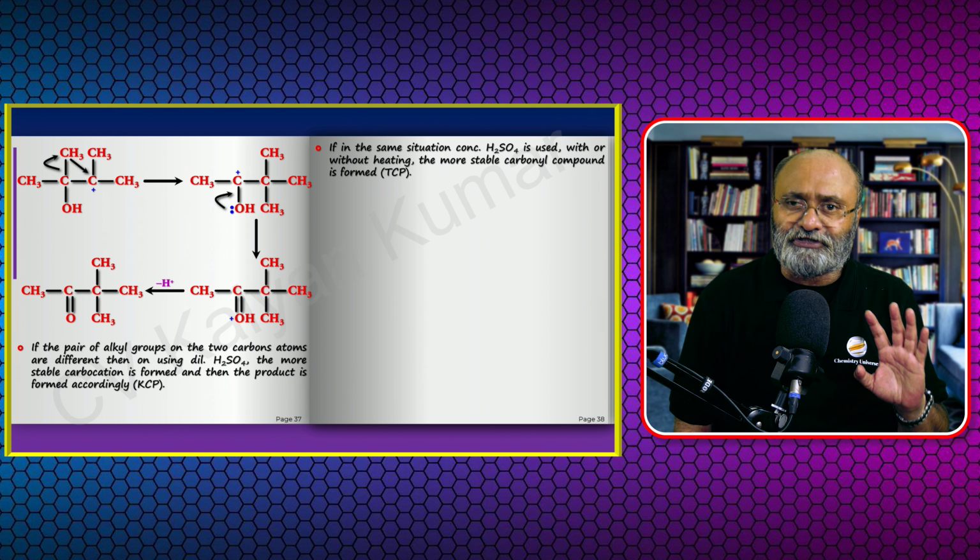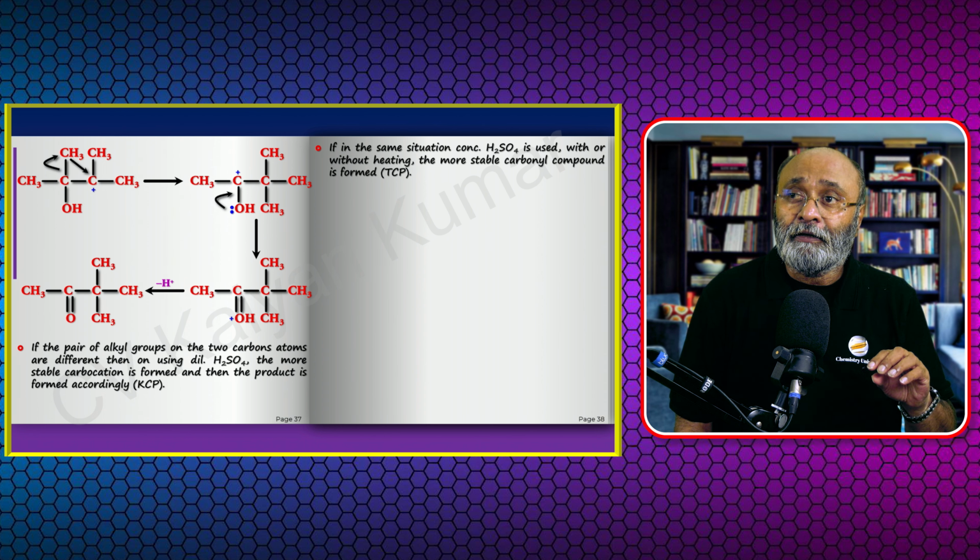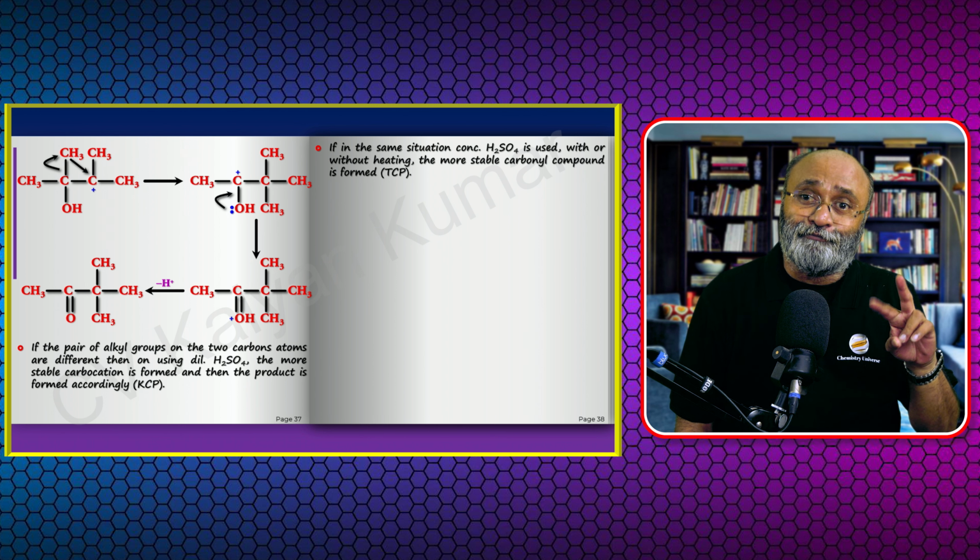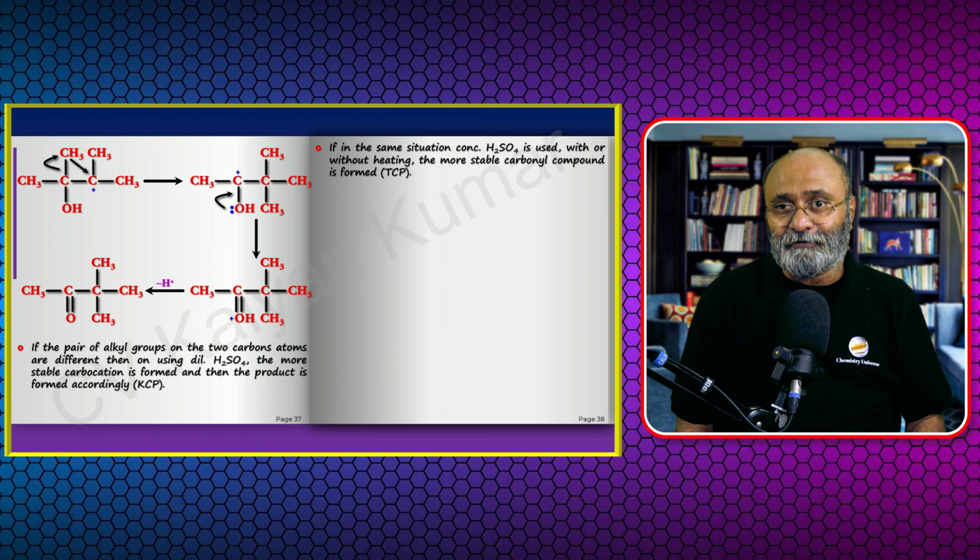So only look for the more stable carbocation, irrespective of the product, KCP. Because the more stable carbocation will have a lesser transition state energy, KCP, lower activation energy. If you use concentrated, or you use dilute with heating, then the more stable product has to form. So you will have to try both and see which product is most stable. And most stable is generally that one where the C double bond O is in resonance, some kind of conjugation. That would make the product most stable.